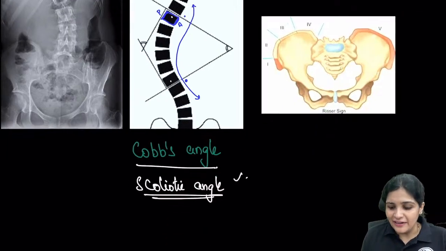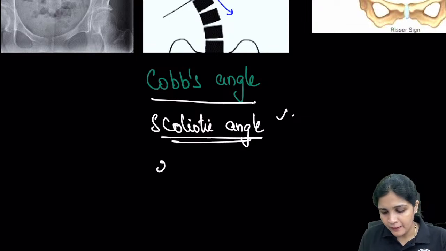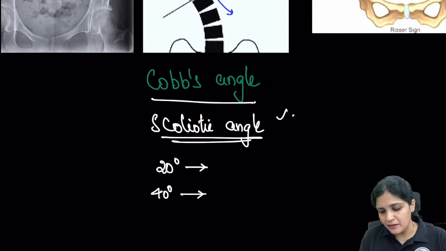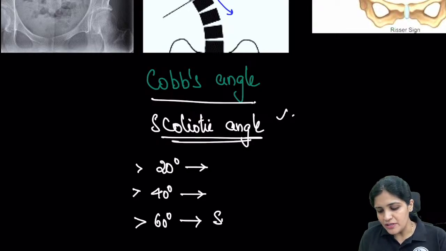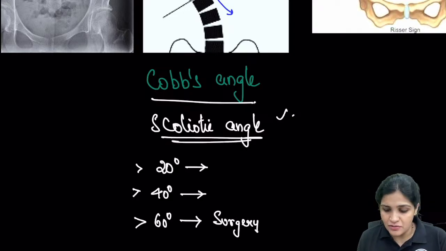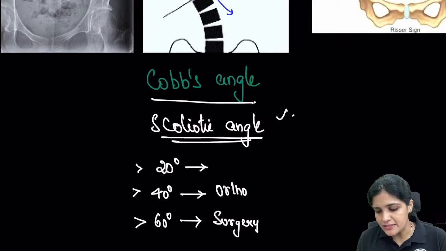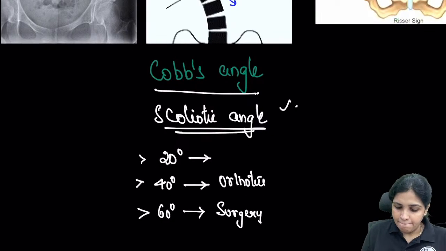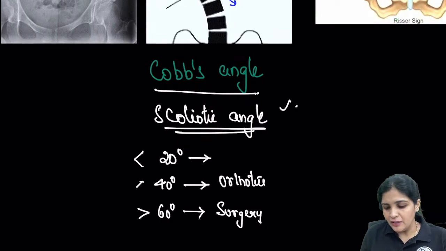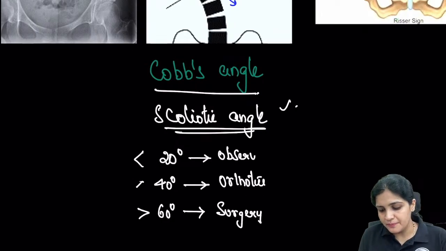So why do you want to identify the Cobb's angle? Based on that, you will decide the treatment. If the Cobb's angle is more than 60 degrees, you go for surgery. If it is somewhere between 20 and 40, then you can use orthotics. If it is less than 20, you will go for observation.